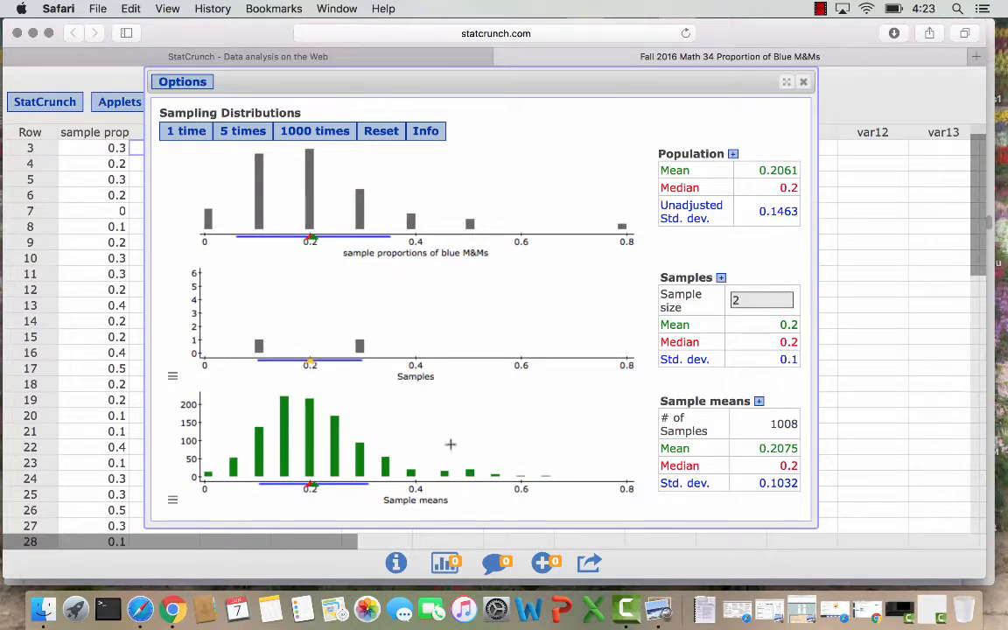And so of these values, the mean of the sample means is 0.2075, and the median, the most frequent value, is 0.2. I'm not surprised because looking at the original graph, the median was 0.2 and the mean 0.2061 was awfully close to this mean here. If I click 1,000 times again and I do 1,000 more samples, notice the mean changes a little bit. And we've done 2008 samples altogether, meaning we drew 2 values from here, averaged them, plotted them 2008 times with the help of the computer simulation.